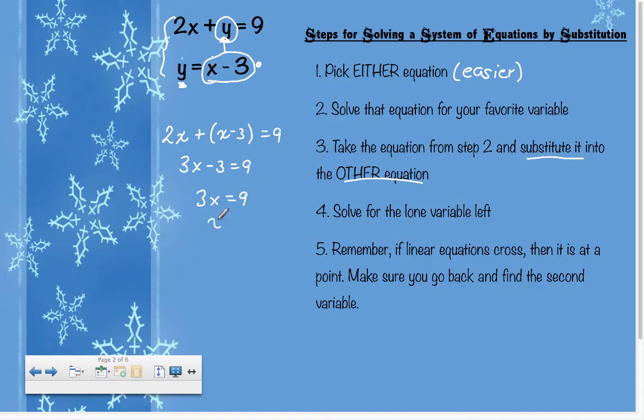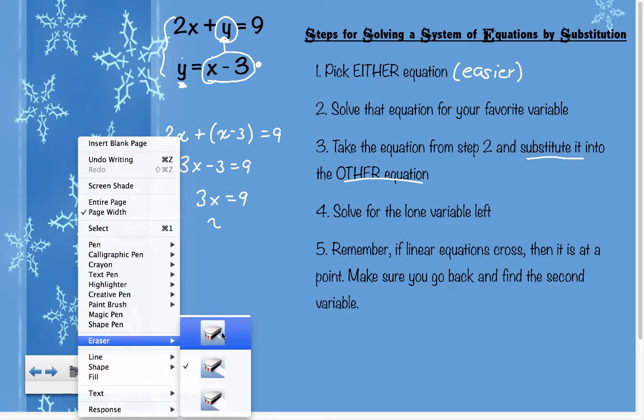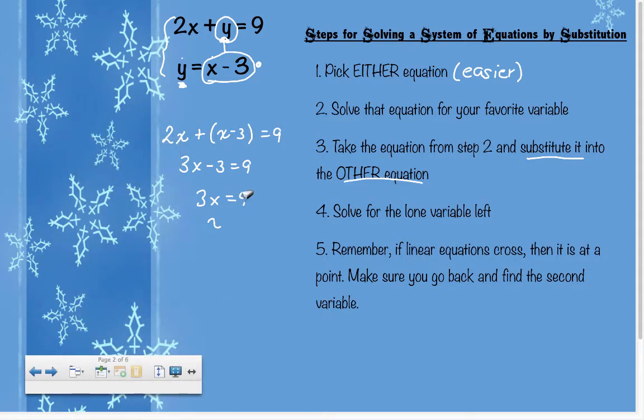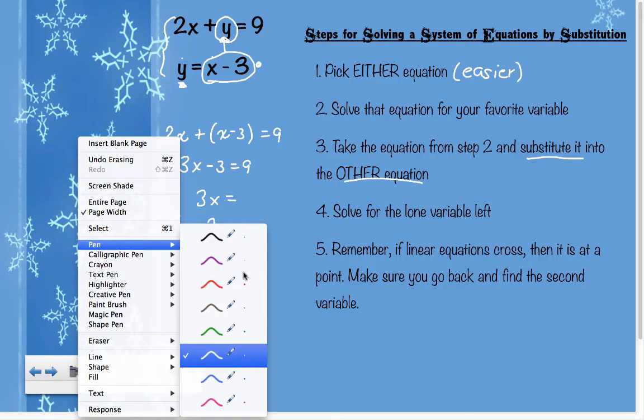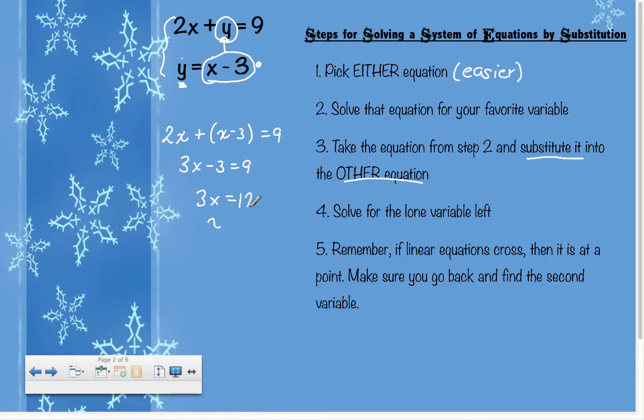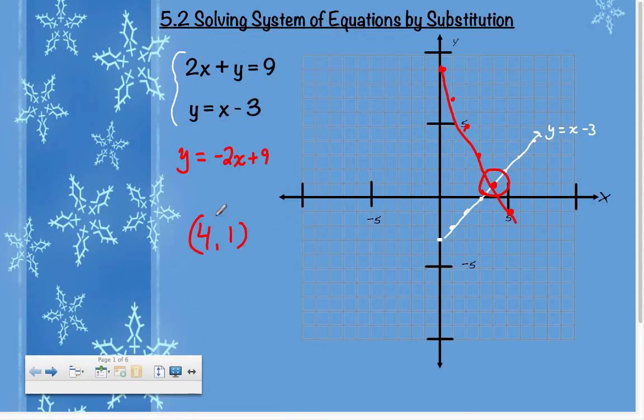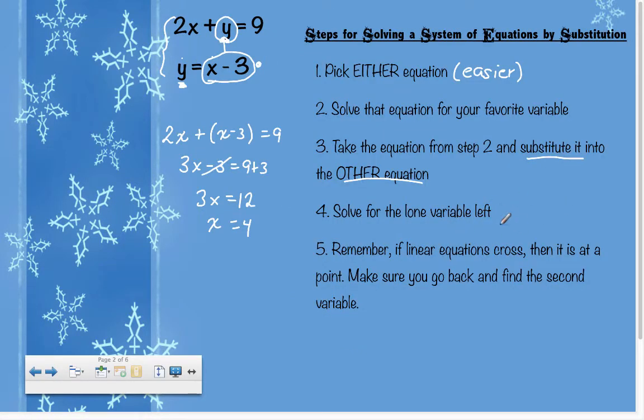And hopefully, whoops, it's not 3x equals 9. Let's get an eraser out there. It's 3x equals 12 because I bring that negative 3 over. And then when I divide by 3, I find out that x is 4. Hey, what do you know? But now, I'm not done.